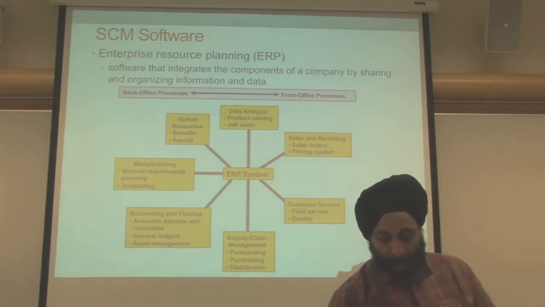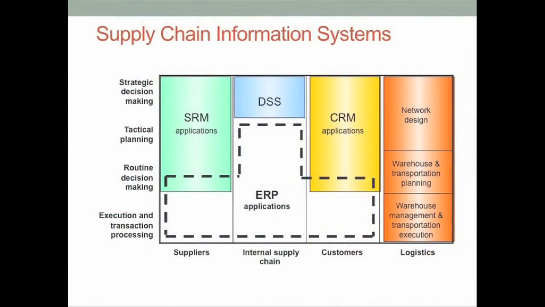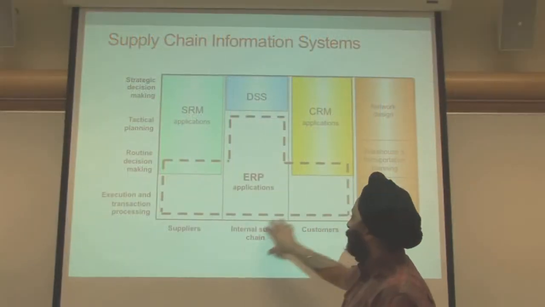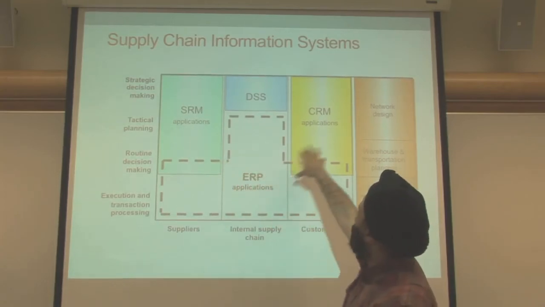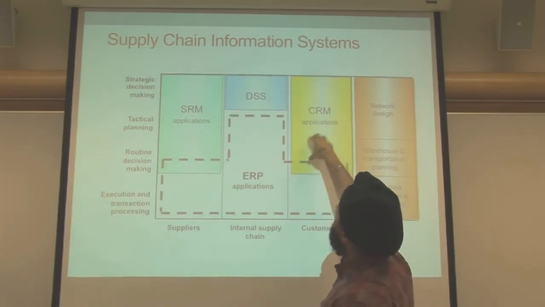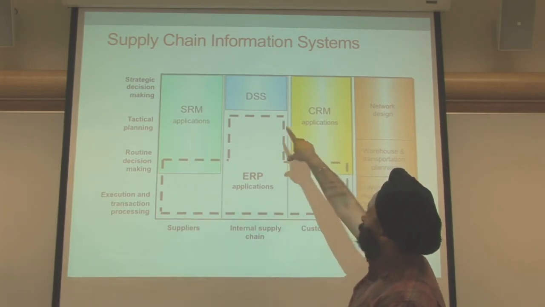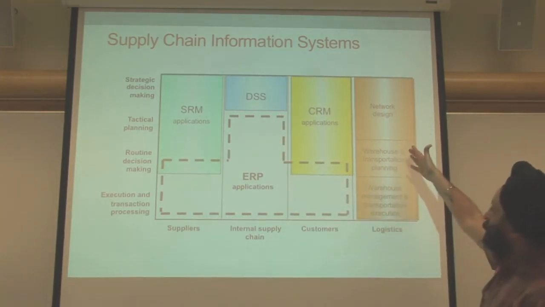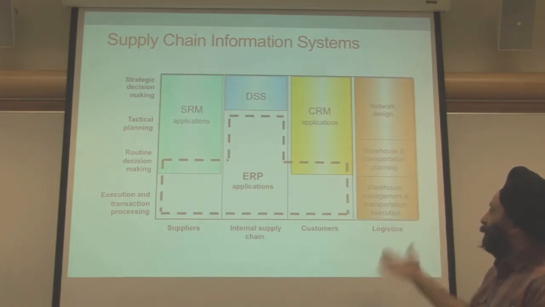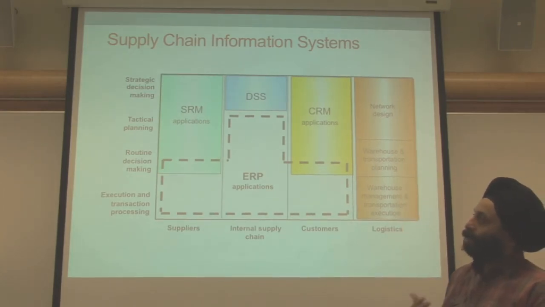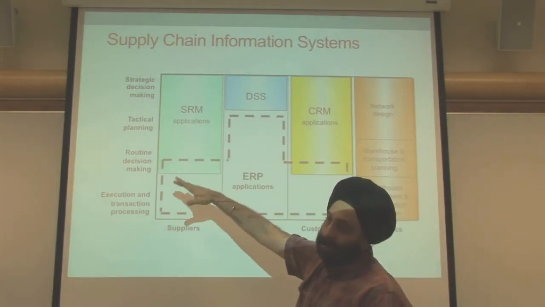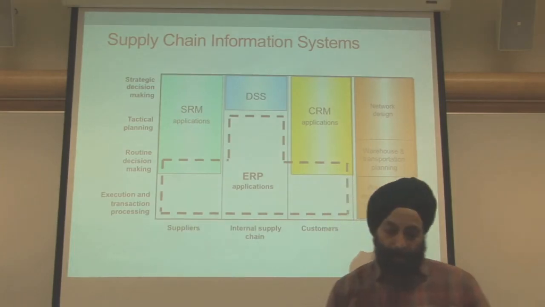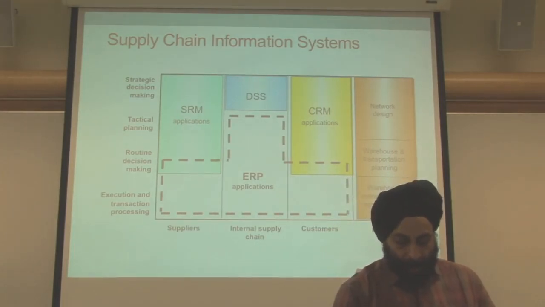That customers may convey. So in this case, you have the supply chain information system. You have the ERP, which is addressing not only your suppliers and your customers, but the internal supply chain. Then supplier relationship management, as well as customer relationship management, and the decision support system. And then you have network design, warehouse transportation planning, warehouse management, transportation execution. So this is all the way from strategic decision making to tactical planning to routine decision making to execution and transaction processing that can be used.